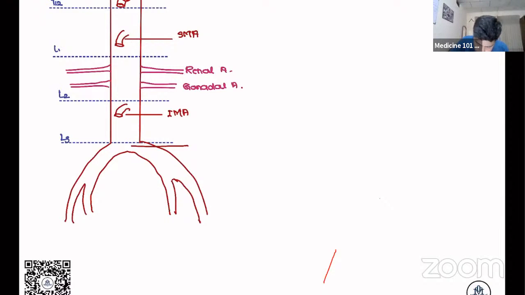At the level of L4, sorry, let me change the labels a bit. L3, L4. I just took L3 a bit up and added L4. So we have the common iliac artery, which bifurcates into 2 branches at the level of L4. Can someone label the one going inside? Internal iliac, yes. This is the external iliac.